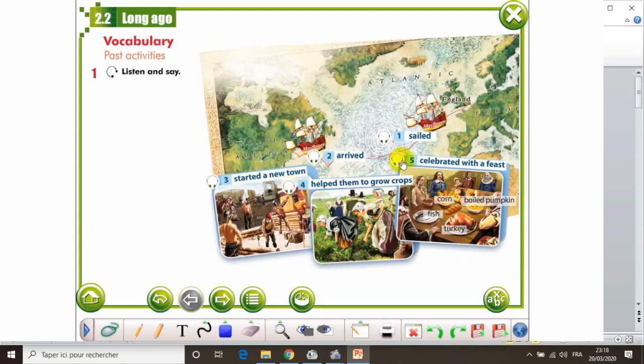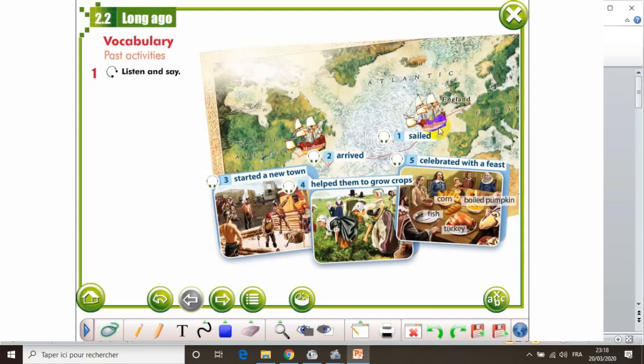As you see, you have activities. Sailed. Okay, from here to here. From England to, you see the line here, the red line, from England to North America. They arrived to North America. This is Mayflower. The ship is called Mayflower.